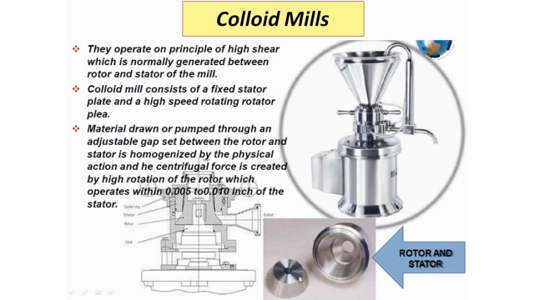The material is drawn or pumped in between, and when this rotor moves within the stator, the material gets agitation and mechanical shearing, which leads to the breaking of the size, right? So the material is pumped through the adjustable gap between the rotor and the stator. It will be put within this, right? And finally it will get broken into smaller sizes, right?